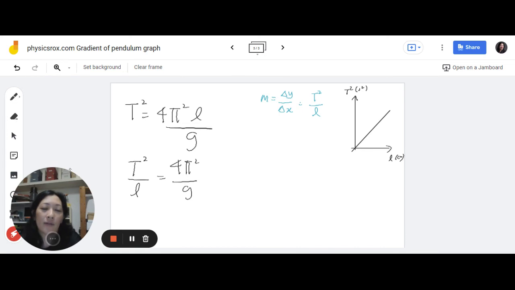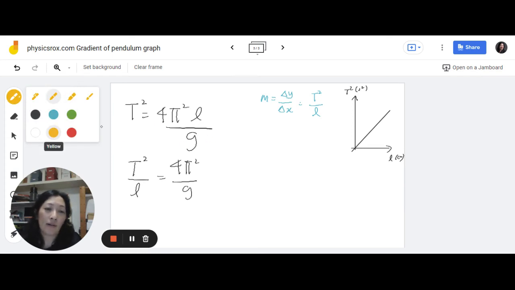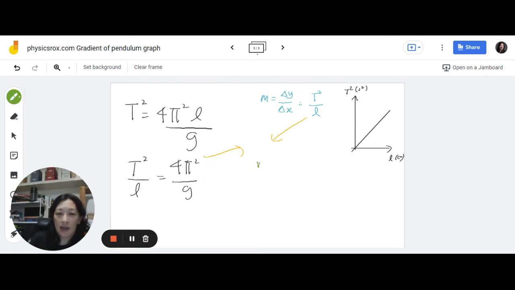So how does this work then? We have our gradient ready, and we know our gradient is equal to T squared over L. And from this complicated equation, we can see that T squared over L equals 4 pi squared over G. So when we marry the two, these two combine together, what do we get? What we will get is M equals 4 pi squared over G.